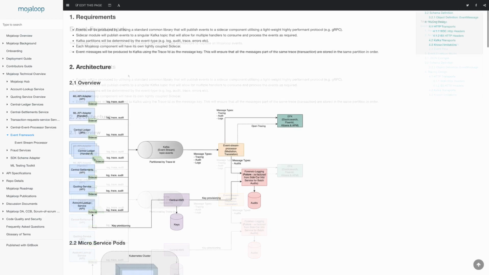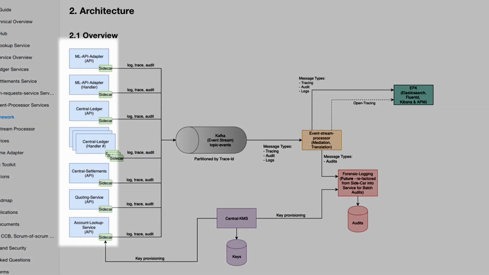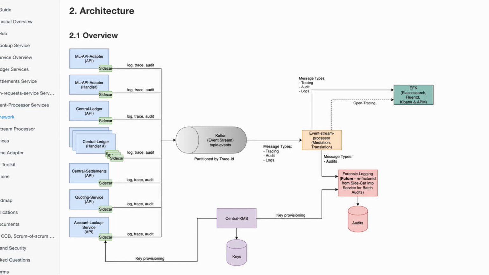Let's start by looking at the technical overview of the event framework. On the left, we have a group of microservices that you would generally find within a Microservice deployment. At the top, we have the ML API adapter, which receives HTTP requests for the FSP IP API specification. Below that, we also have an ML API adapter, but this is a handler which processes internal event notification messages, which then sends them as generally callbacks or forwarding messages to external FSPs.